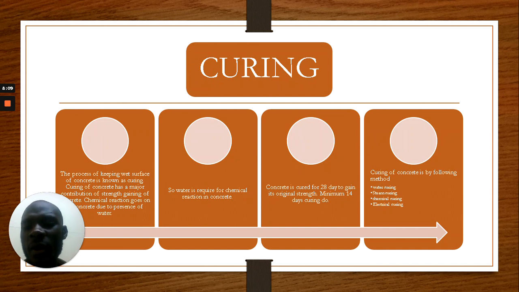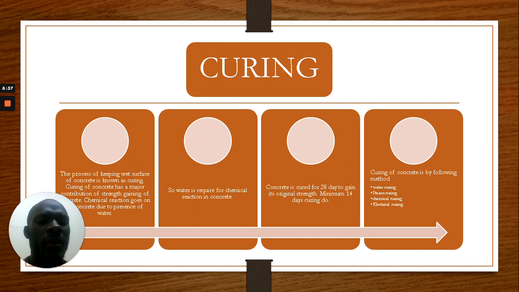And curing is the process of keeping concrete surface wet. Curing of concrete has a major contribution of strength gaining of concrete, and it increases the chemical reaction that takes place on concrete. Concrete should be cured for at least 28 days or 14 to 28 days or 21 to 28 days.